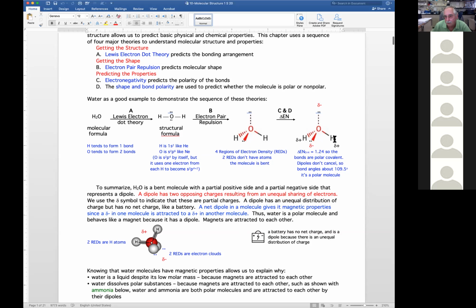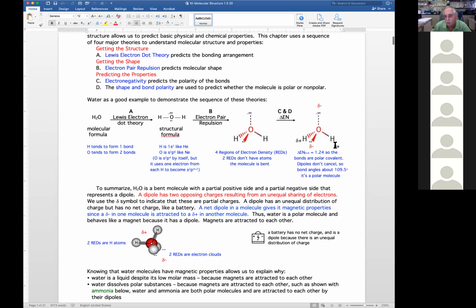But this bond right here is also in that category of being a dipole because you have a partial positive charge here because the electrons are being pulled towards the oxygen. That make sense?